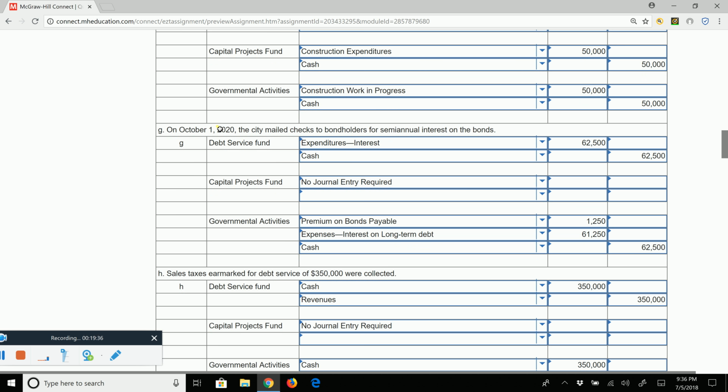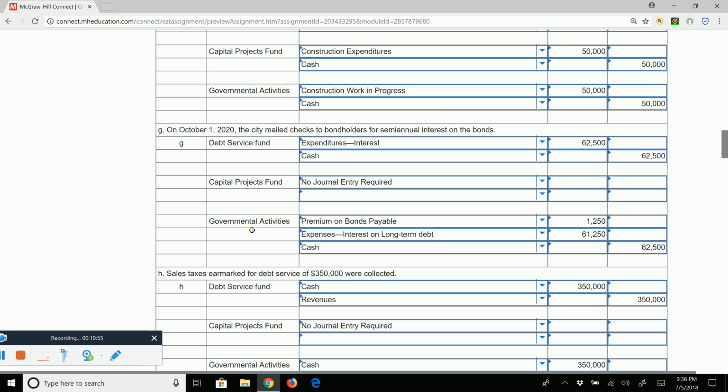On October 1, the first semi-annual interest payments are made. And once again, that would be $2.5 million times 5% for half a year. That is $62,500. Debit interest expenditure, credit cash for the debt service fund.